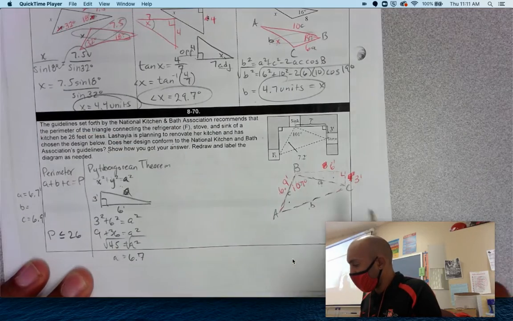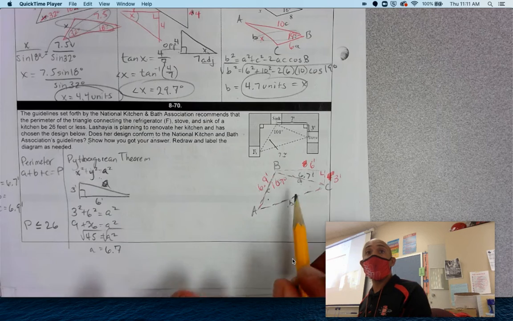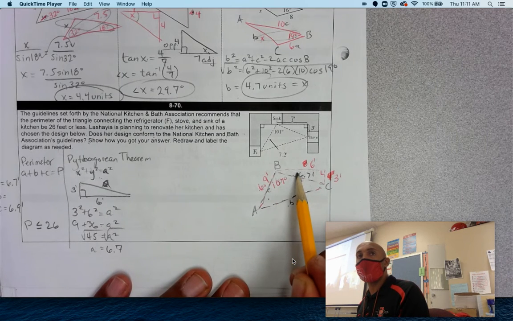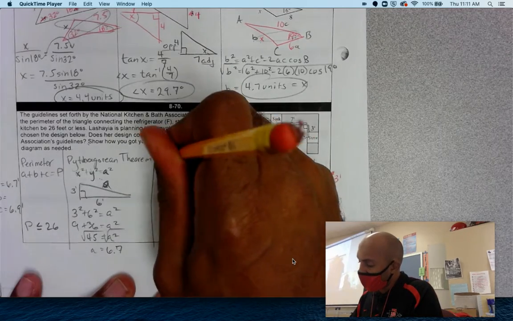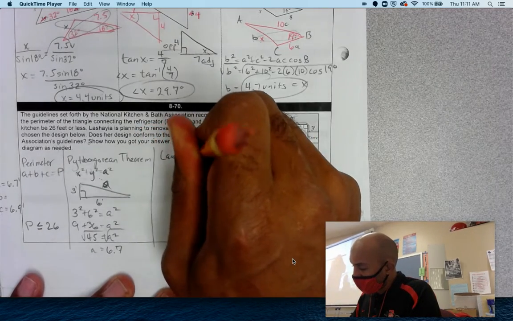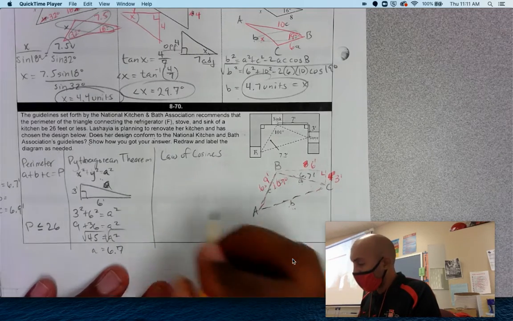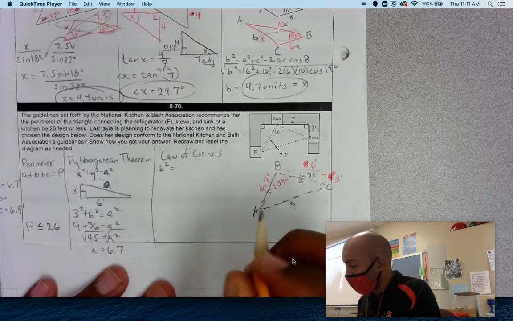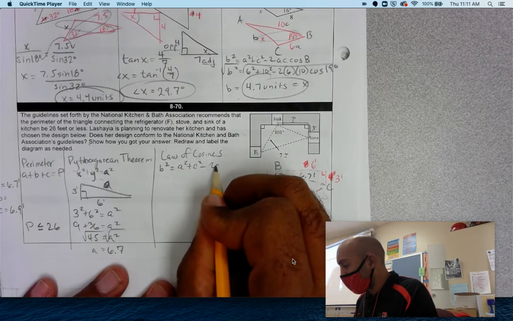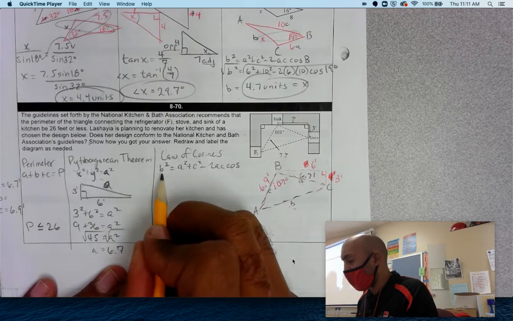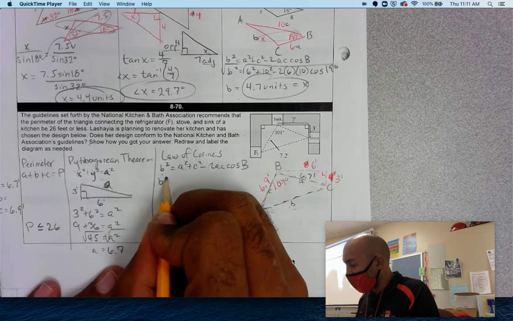Now we need to find the other side. And that's the 6.7 right there. Okay, now notice how we have two sides now and an angle in the middle. So two sides, angle in the middle, that means law of cosines. All right, and we're looking for side B. So we're going to set it up with b squared equals a squared plus c squared minus 2 times a times c times cosine of that same opposite angle, which is B. Okay, so let's plug it all in.